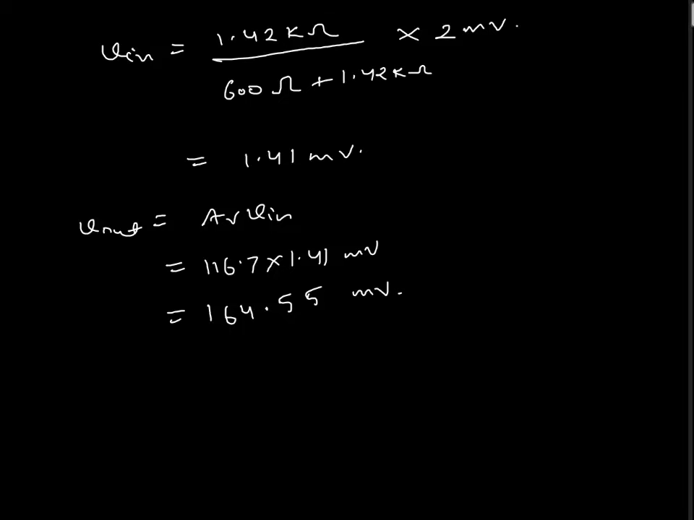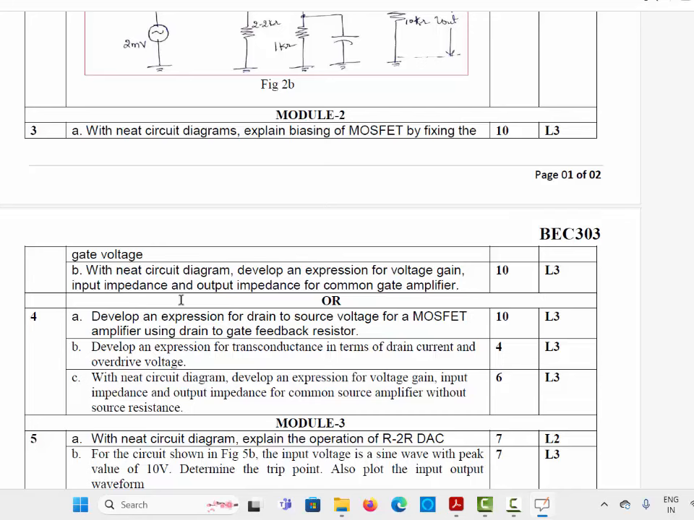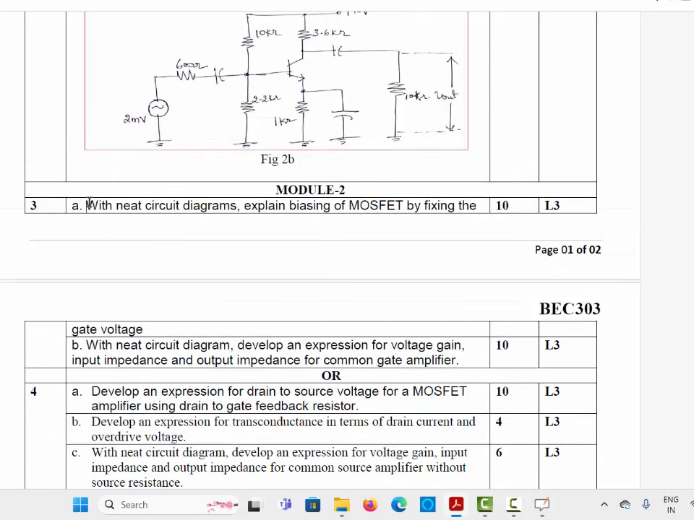Now let us move to the next problem. Problem 3a: with neat circuit diagram, explain biasing of MOSFET by fixing the gate voltage. So this is the direct problem. Refer to the class notes or the textbook. You will easily do this by yourself. Here my explanation is not required. This is the topic of biasing by fixing VG and connecting a resistance in the source.